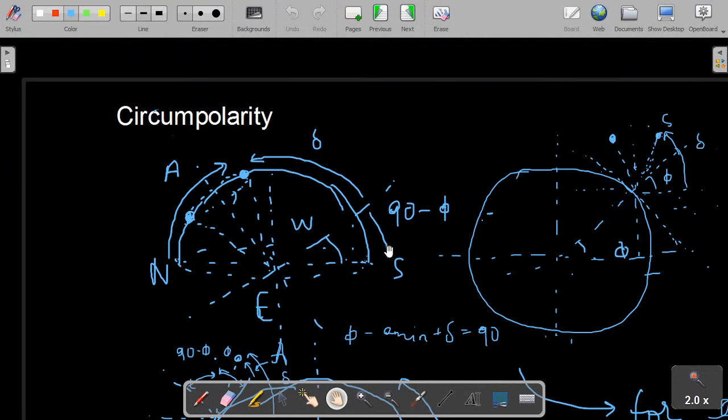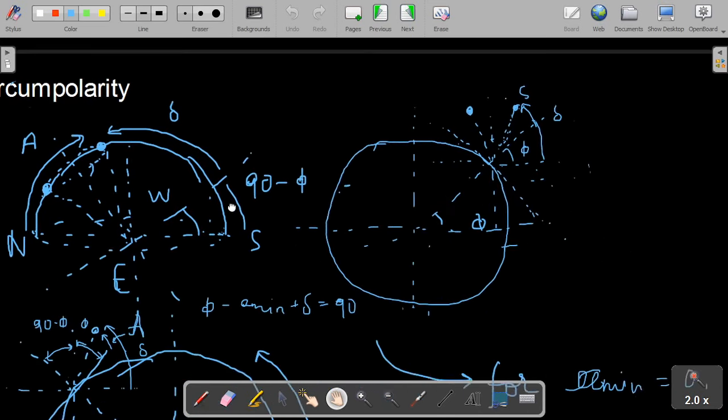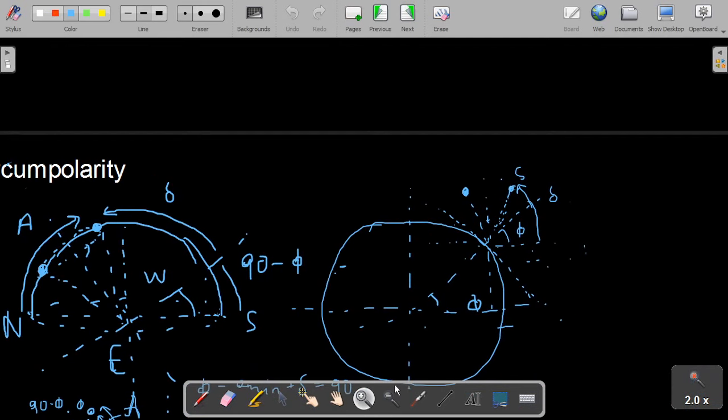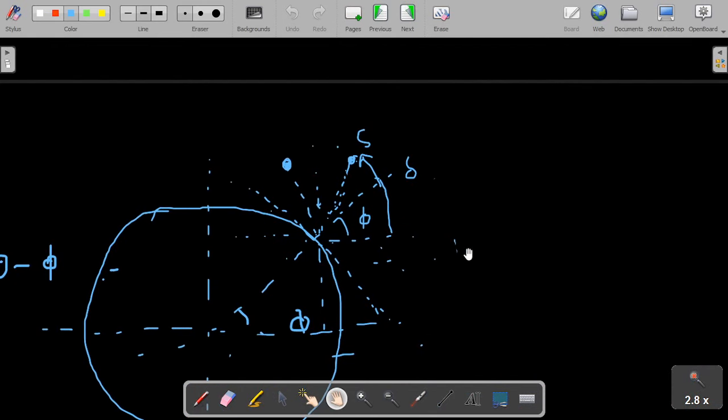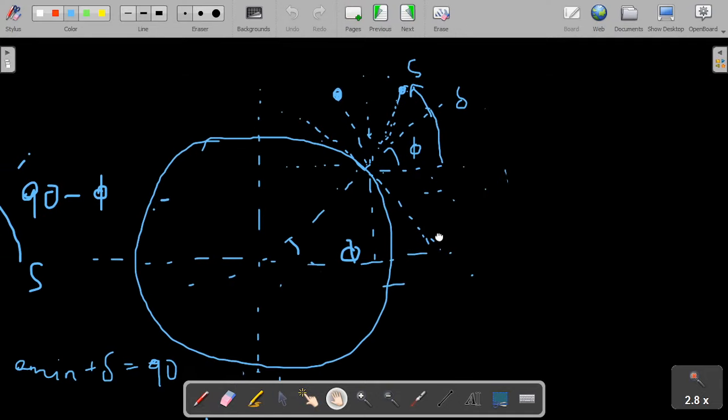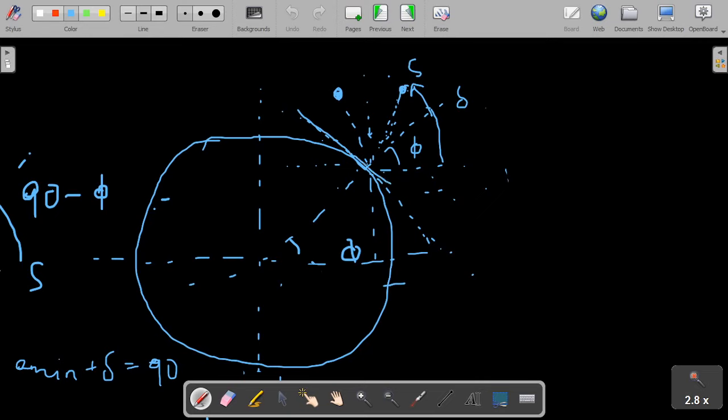Okay, so now let's get towards some things which require a little bit of calculation and a little bit of your attention too. Basically, now we look at the projection of the horizontal system projected onto the earth.